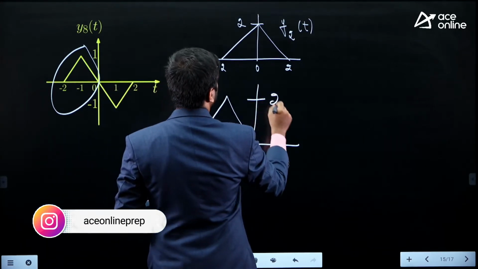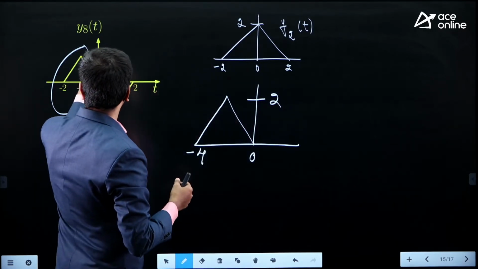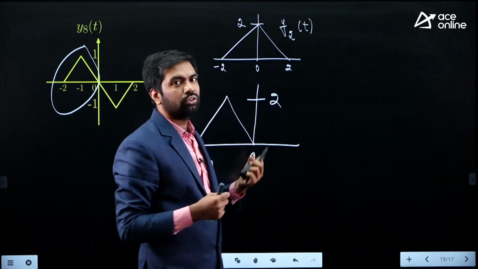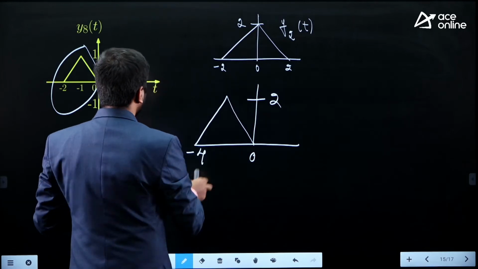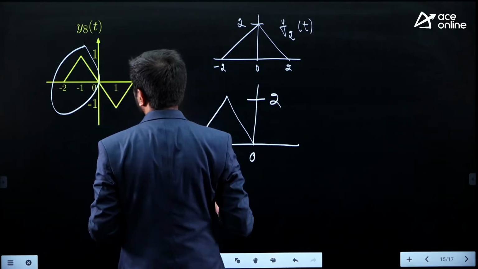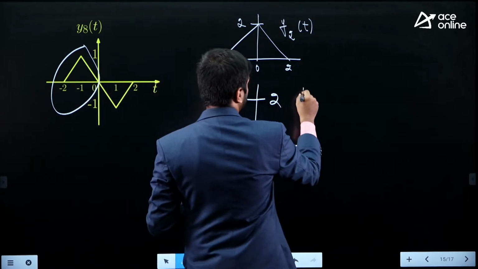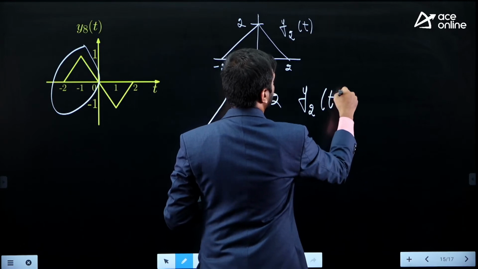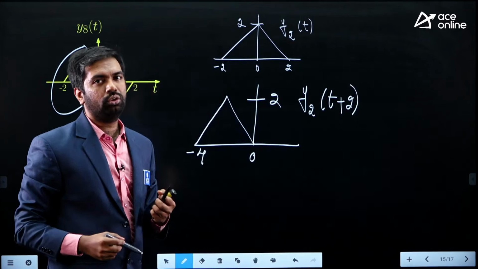So here it's 2. Here we have an important thing. Here the value is specified as 1 and for y2 of t the value here is 2. So you have to take that also into consideration. I want the width to be 2 units only, that too from minus 2 to 0. So I have to compress. Firstly, what is this? This is y2 of t, now I have shifted to the left side, so y2 of t plus 2.